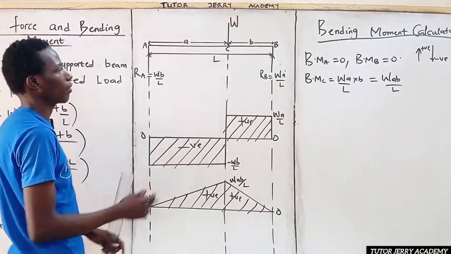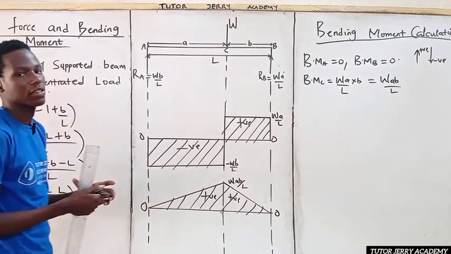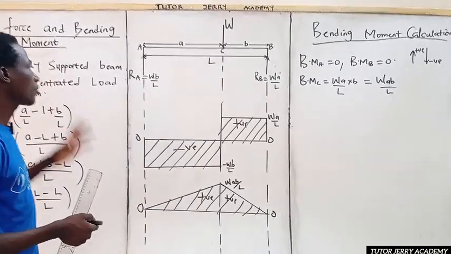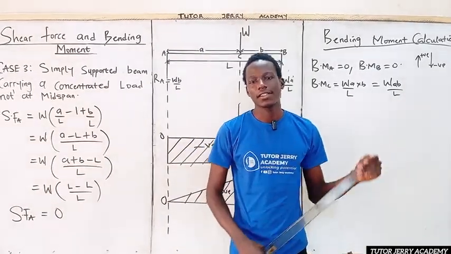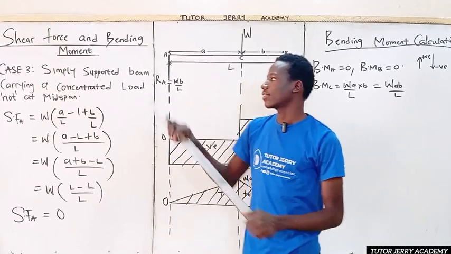So this is how to calculate the bending moment and shear force for a simply supported beam that has a concentrated load not at midspan. So that's what we have there.